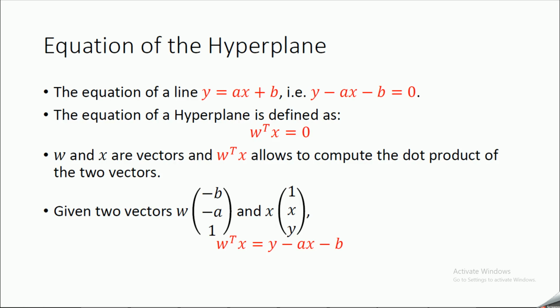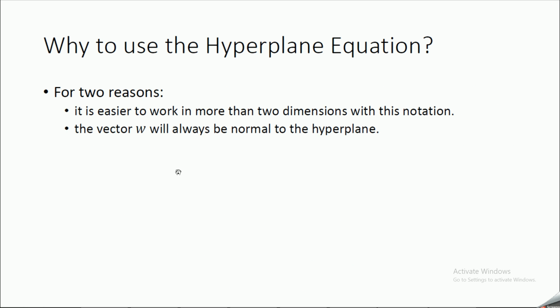Now why use the hyperplane equation? You must be wondering. It is easier to work in more than two dimensions when I'm using a hyperplane equation. And the vector w will always be normal to the hyperplane. Normal is nothing but perpendicular. Let us understand these reasons through an example.